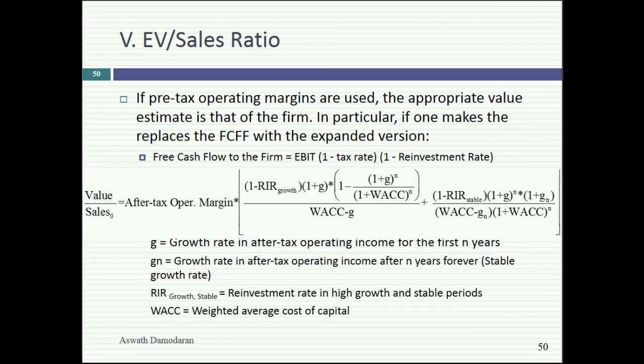What are the variables that drive it? The EV to sales ratio for a company is a function of its cost of capital, its reinvestment rate, its growth rate, and its after-tax operating margin. But let's list the variables again. Cost of capital, growth rate, reinvestment rate, and what it earns as its margin. Higher margin companies should trade at higher multiples of revenues than lower margin companies.